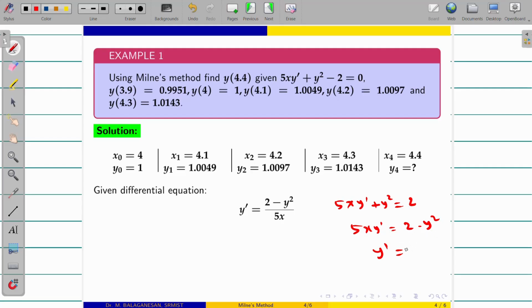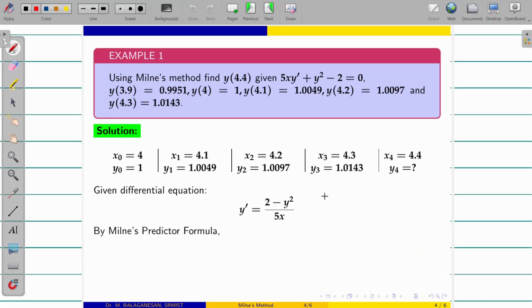y dash equivalent to what? 2 minus y square divided by 5 into x. That's it. This is your function, guys. Directly they have to give, to confuse you, they have given like that. That's it. This is your y dash. I hope you have understood. Right, come to the next part.